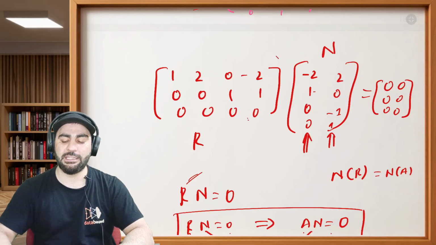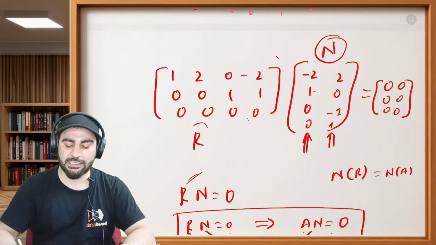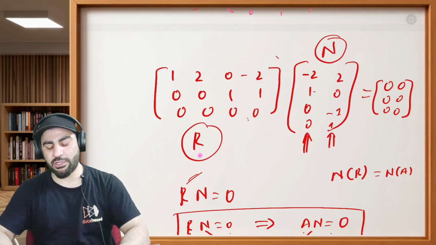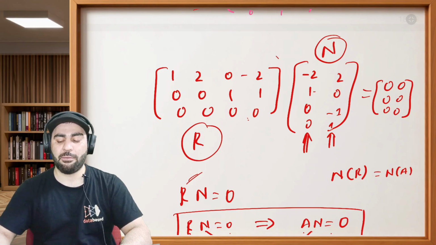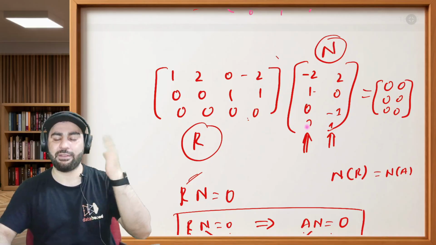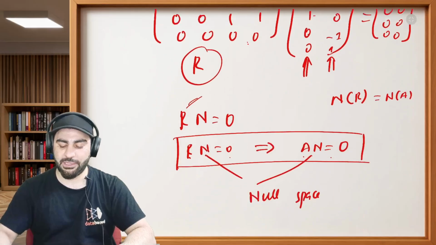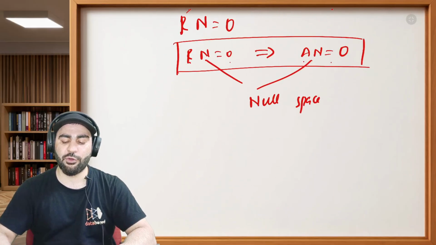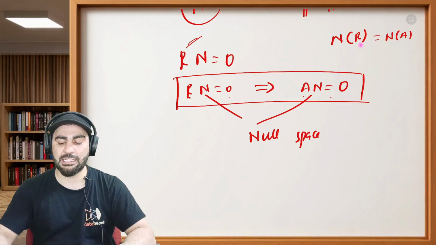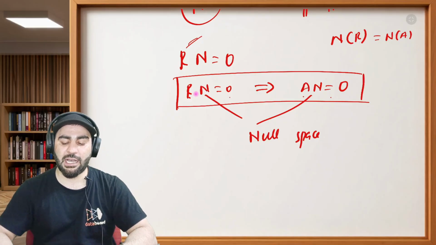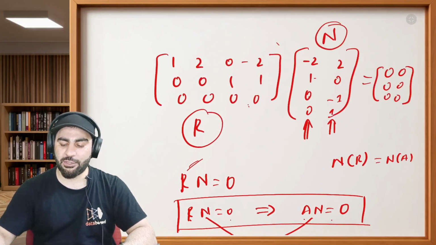So if I call this matrix N, and R is the row reduced echelon form, then the row reduced echelon form multiplied with this N is equal to 0. But I know that if you take this vector and multiply it with A, as we have also seen in the previous lecture, A multiplied by this or A multiplied by this will land at 0. That means if RN is equal to 0, because we know that the null space of A and the null space of R remain similar, what I'm saying is RN equal to 0 implies that AN is equal to 0.